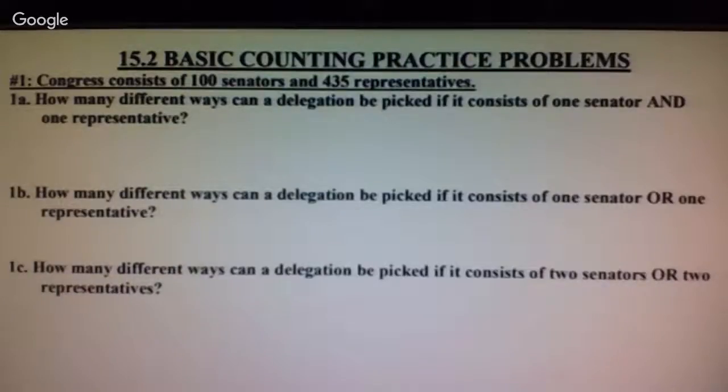So the biggest thing with probability is trying to figure out what you need to work with. You need to figure out what they're asking. How many different ways can a delegation be picked if it consists of one senator and one representative? So what this is saying is I need a senator and a representative.